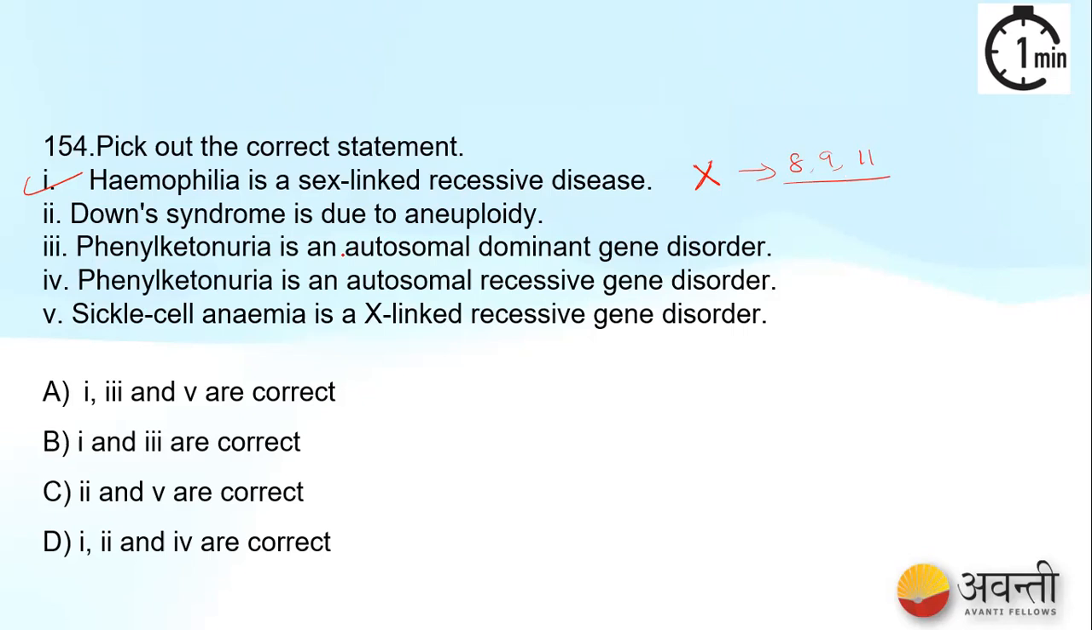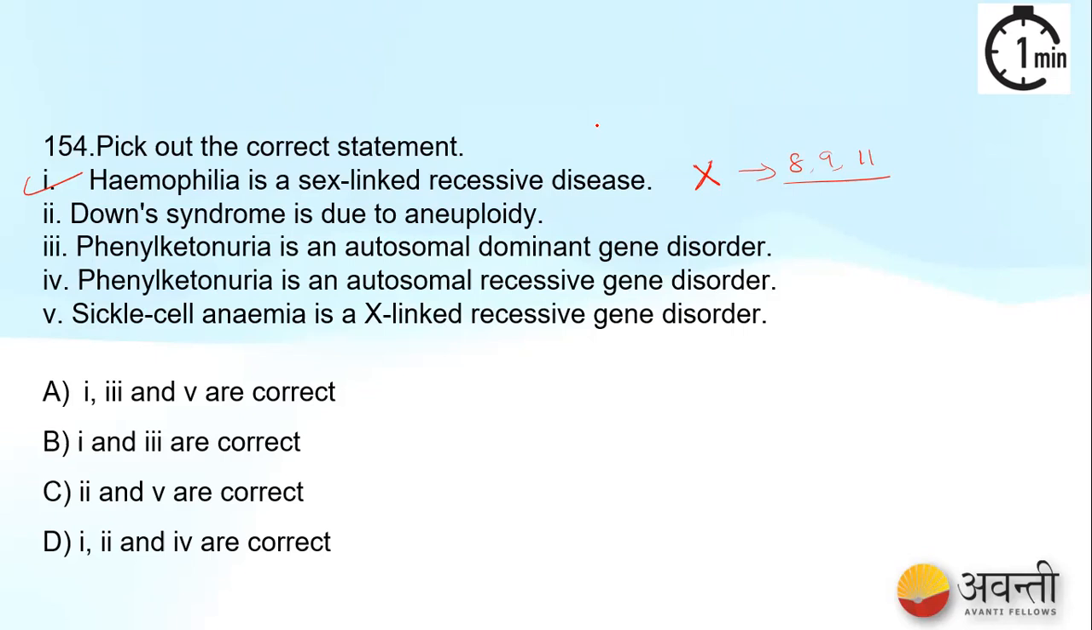Coming to our second option, Down syndrome is due to aneuploidy. So what is Down syndrome? Langdon Down discovered this disease, right? We know that we have a trisomy of the 21st chromosome. That is nothing but aneuploidy, an unusual number of chromosomes. So Down syndrome is also an example of a chromosomal disorder. So option 2 is also correct, right?